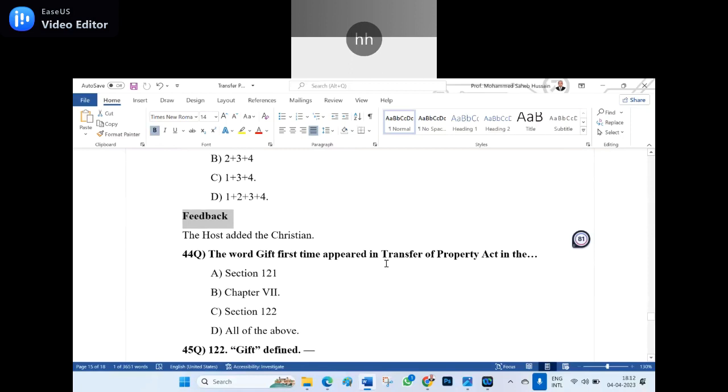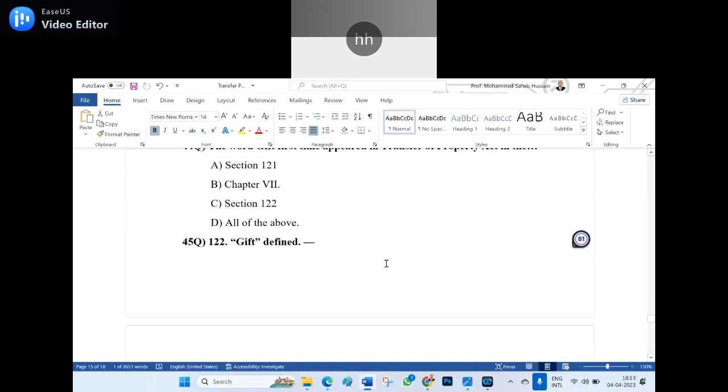The word gift first time appeared in the Transfer of Property Act in: A, Section 121. B, Chapter 7. C, Chapter 120, Section 122. D, all of the above. All of the above. Section 121, it is not there. I know, I wanted to confuse you. That's why I wrote Section 121, there is no word of gift. But in Chapter 7, it appeared for the first time. In the chapter, Section 122, it is defined. So the right answer is? B. Chapter 7 appeared, not defined. It appeared; in 122, gift is defined. Yes.